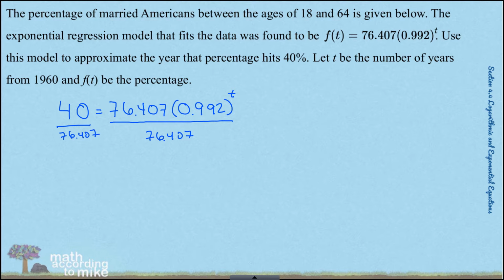Now, 40 divided by 76.407 is not a pretty number. Leave it alone, because if you round this now, it's going to throw off the rest of the problem.